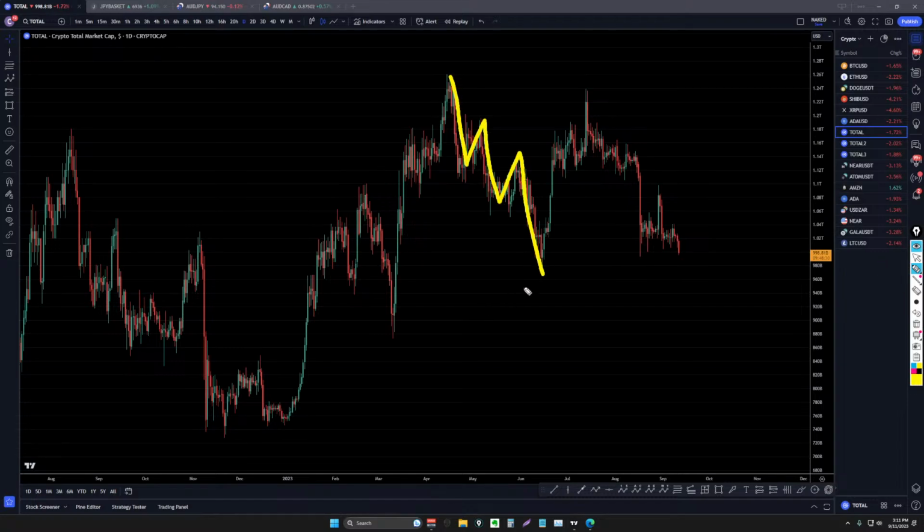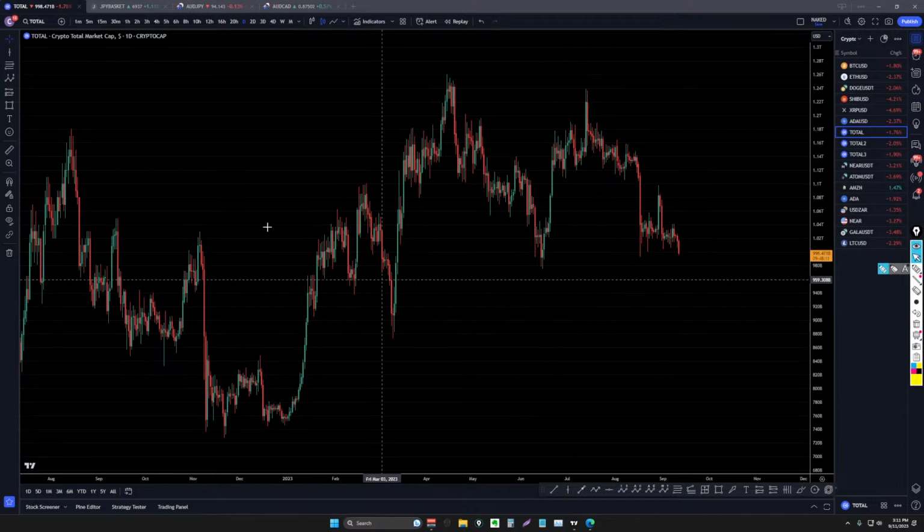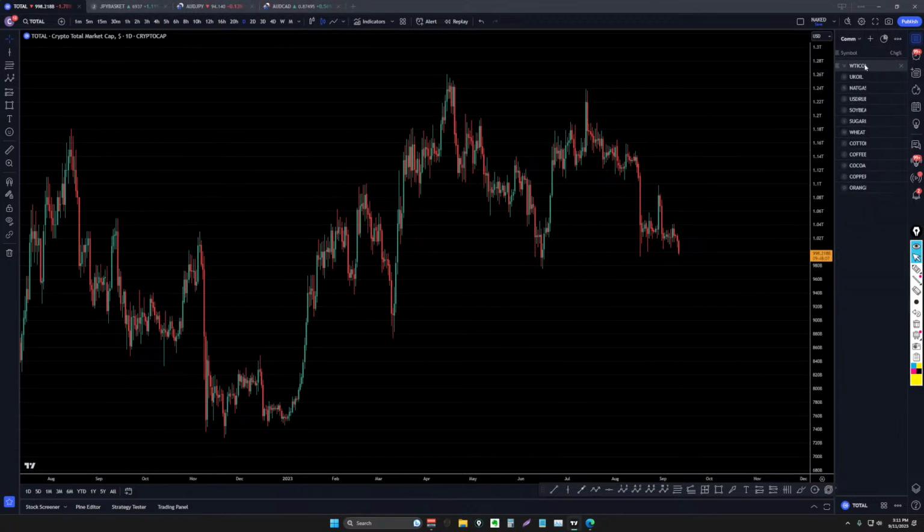But 1, 2, 3, 4, 5, wave A. 1, 2, 3, wave B. 1, 2, 3, 4, 5, wave C. A, B, and then back up for C. We'll see. I mean, I wouldn't be surprised if Bitcoin just kept on going down either. It wouldn't surprise me a bit.